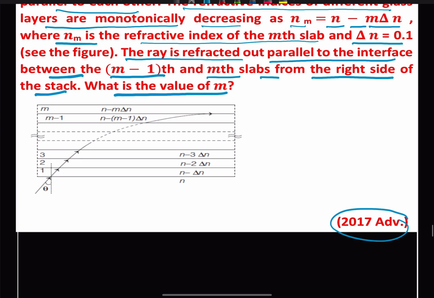So this is the given figure. A ray of light is incident at an angle of theta, and finally it is coming out parallel between the layer m and m minus 1. And we are given the relationship for the refractive index of the mth layer, nm, which is given as n minus m delta n.